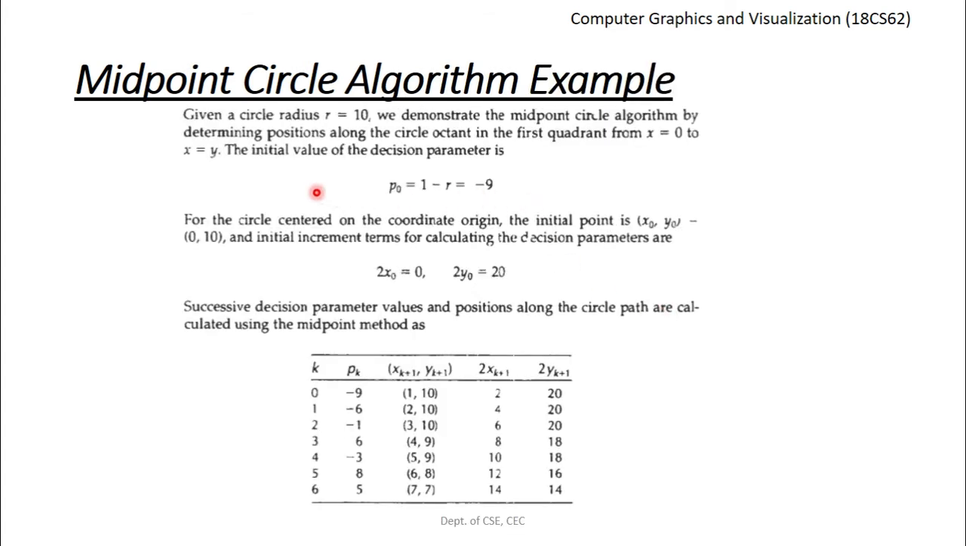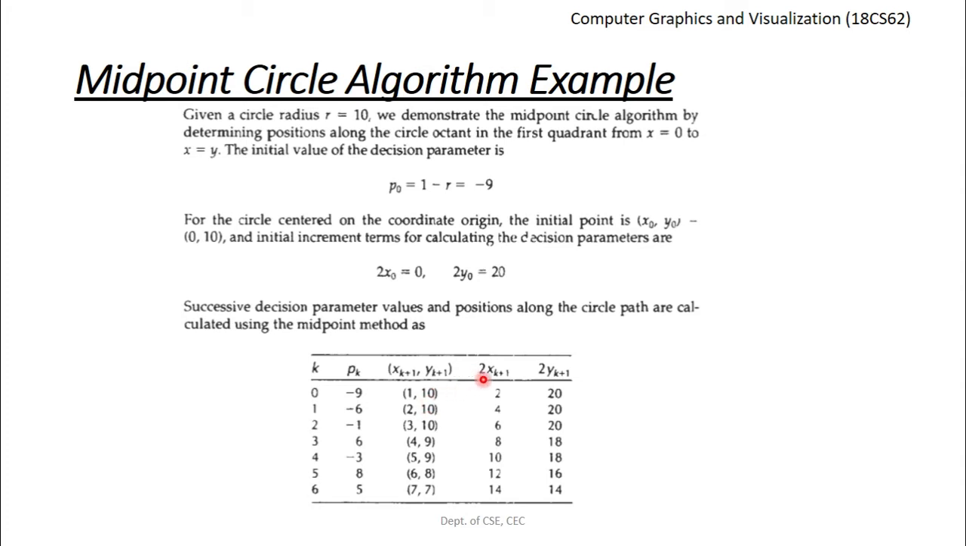It was 0. We increment x by 1, so xk plus 1 will be 1. The initial value of y was 10. We need to retain it as it is. Because the value of Pk is negative, x will be incremented by 1 from 0 to 1. The value of y will be retained at 10 itself. We are not going to modify the value of y.